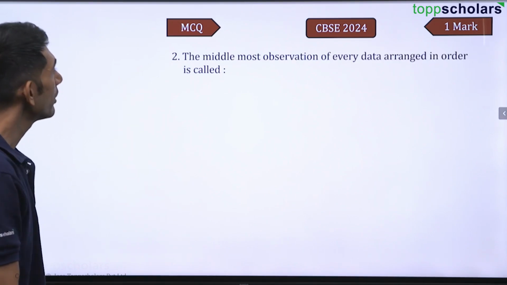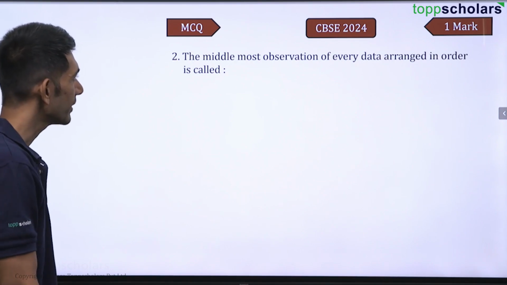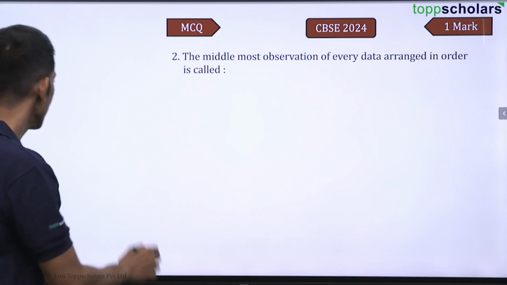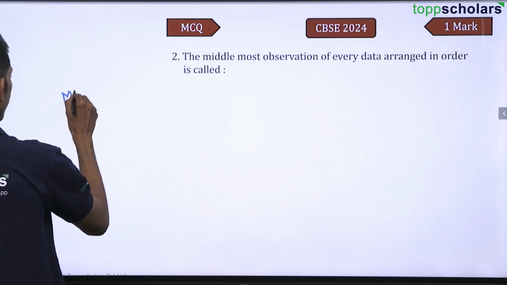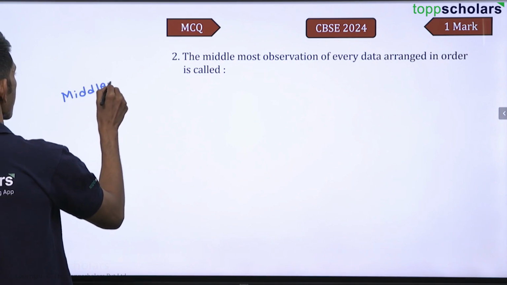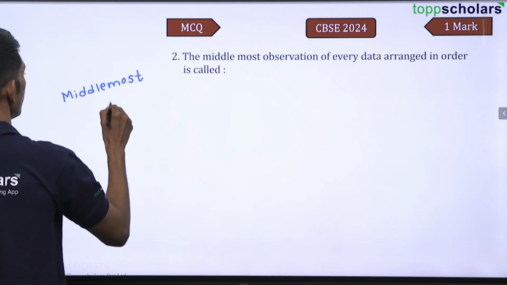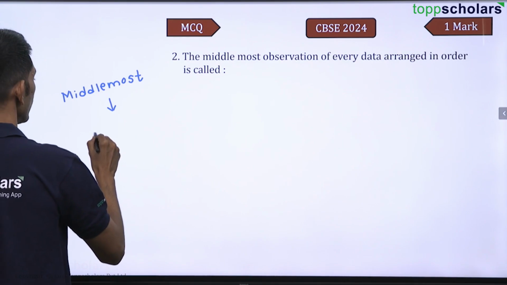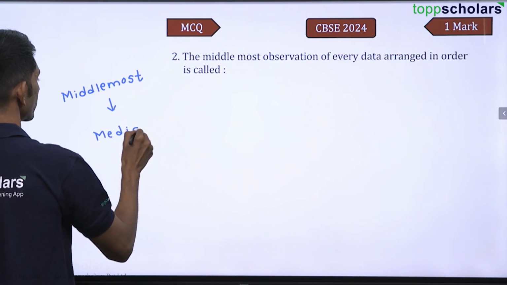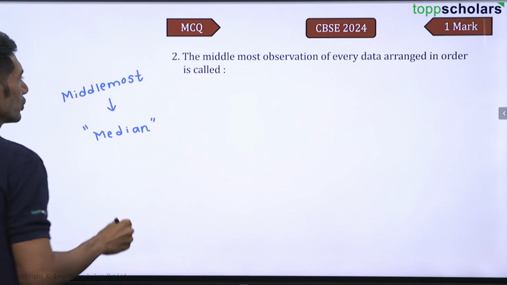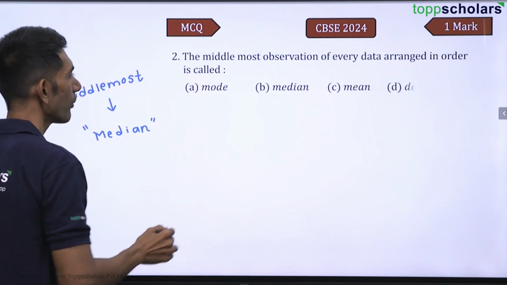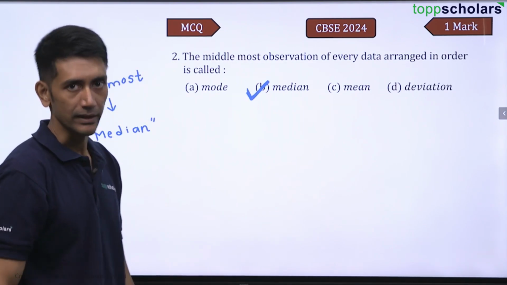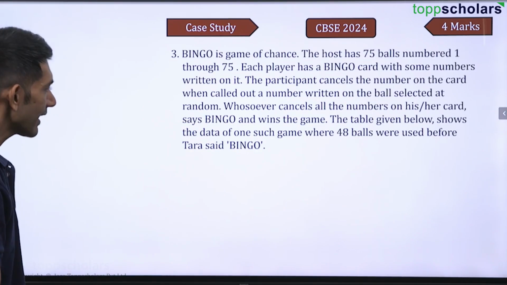The question says the middlemost observation of every data arranged in order is called as what? We know that it is called as median, right? Median is the middlemost value. So let us check if we have median in the options. Yes, we have. So median is the correct answer. Easy? Okay. So let us have a look at a new question now.